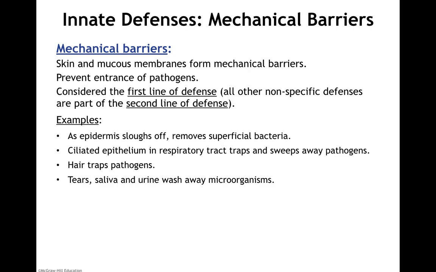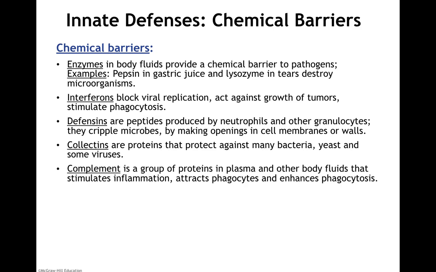As epidermis sloughs off, bacteria that attach to that will go with the sloughing off epidermis. Ciliated epithelium in the respiratory tract helps to sweep away pathogens. Hair helps to trap pathogens, hair in our nose and our ears in particular. And tears and saliva and urine all wash away microorganisms. In addition, several of those contain enzymes that are antimicrobial in nature. Chemical barriers include enzymes in body fluids that provide chemical barriers to pathogens.